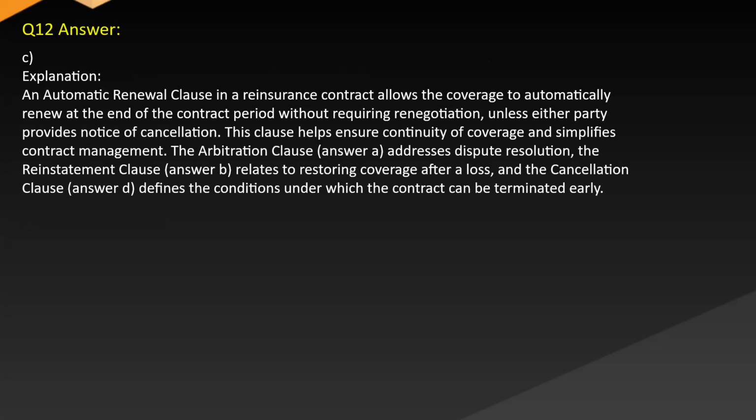Answer C. Explanation. An automatic renewal clause in a reinsurance contract allows the coverage to automatically renew at the end of the contract period without requiring renegotiation unless either party provides notice of cancellation. This clause helps ensure continuity of coverage and simplifies contract management. The arbitration clause, answer A, addresses dispute resolution. The reinstatement clause, answer B, relates to coverage after a loss, and the cancellation clause, answer D, defines the conditions under which the contract can be terminated early.